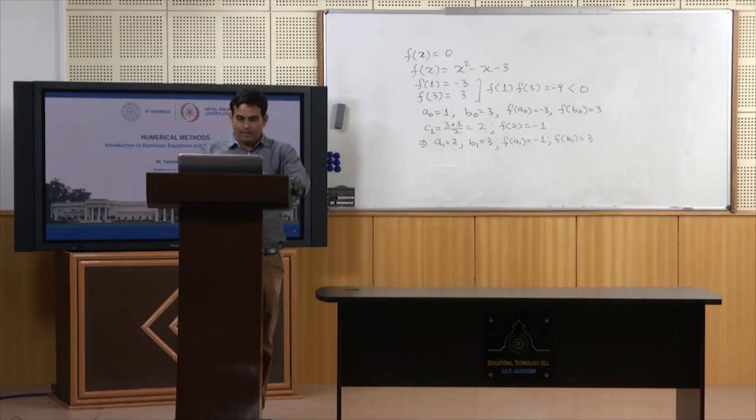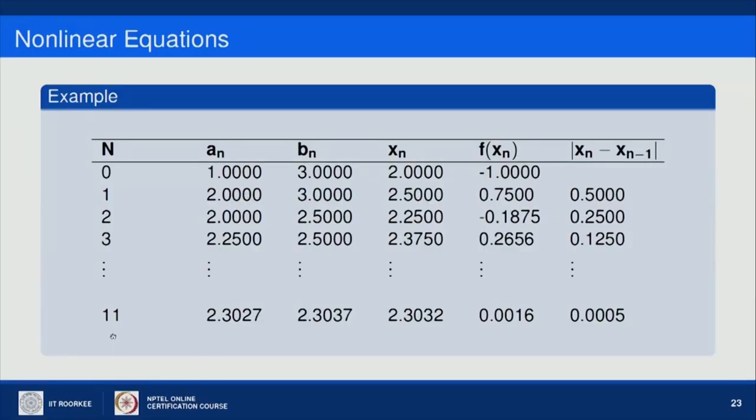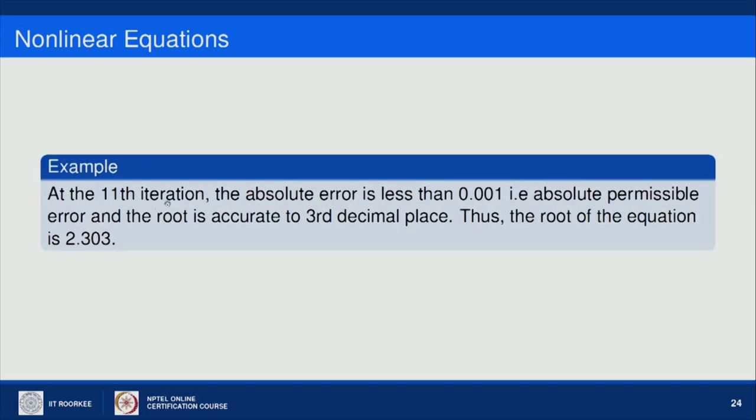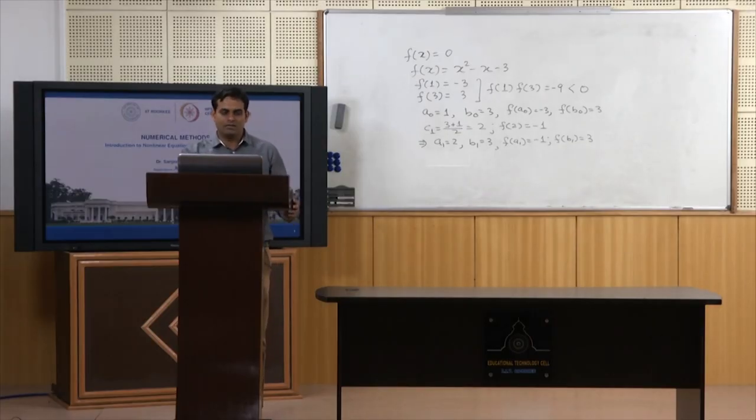So if I need to find out an accuracy up to order 10 raised to power minus 3, then the iterations will go like this. In the 11th iteration, I will get an as 2.3027, bn as 2.3037, xn is 2.3032, and the value of f(x) at this particular number is 0.0016. If I check xn minus xn-1, the difference between two consecutive iterations, it is coming out to be 0.0005, and hence in the 11th iteration, the absolute error is less than 0.001, which is the permissible error, and the root is accurate to the third decimal place. Thus, the root of the equation is 2.303.